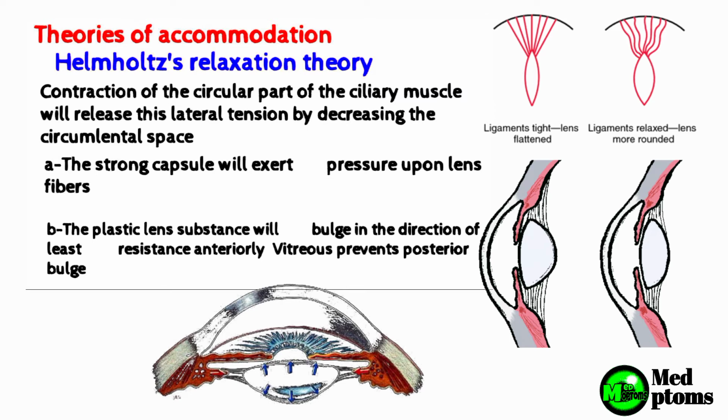Then we are going to see the theories of accommodation. First one, relaxation theory of Helmholtz. Helmholtz states that contraction of the circular part of the ciliary muscles will release the lateral tension by decreasing the circumlental space of the lens. The strong capsule will exert pressure upon the lens. Plastic lens substance will bulge in the direction of least resistance, anteriorly. Vitreous prevents the posterior bulge of the lens.